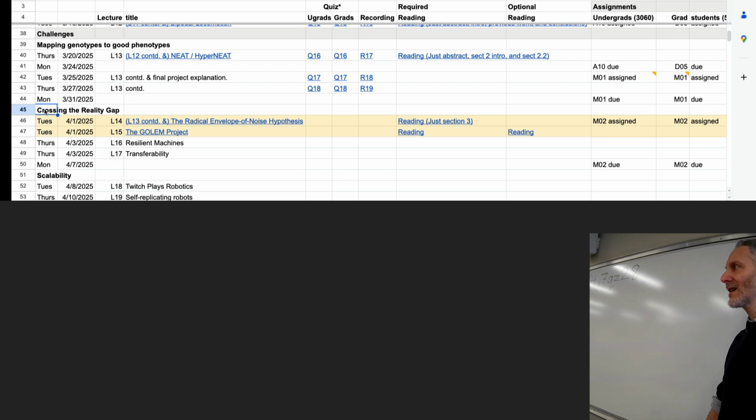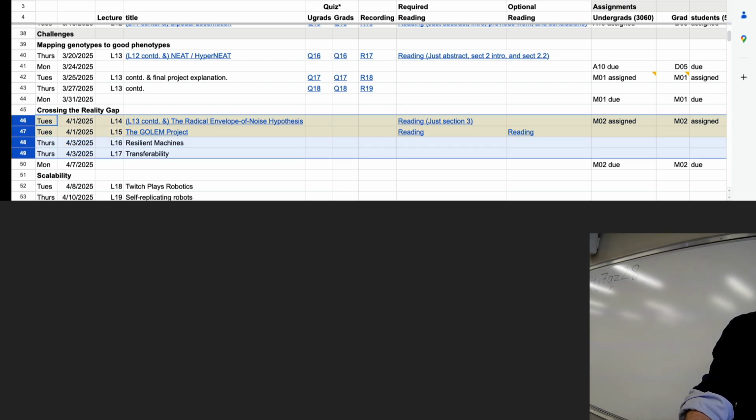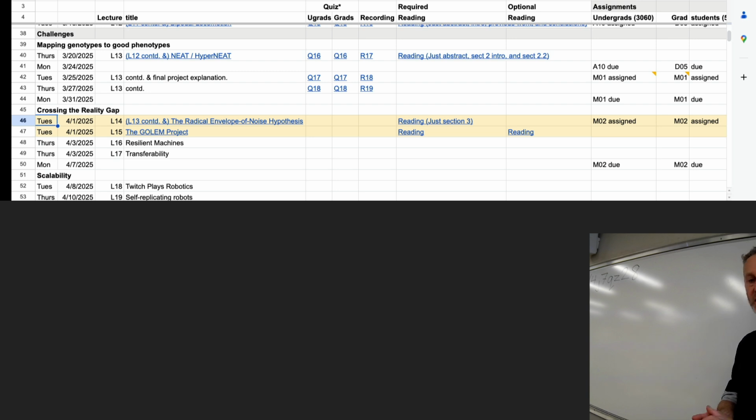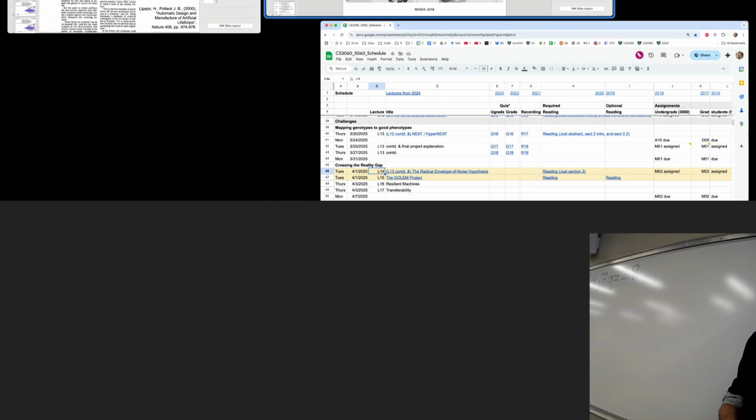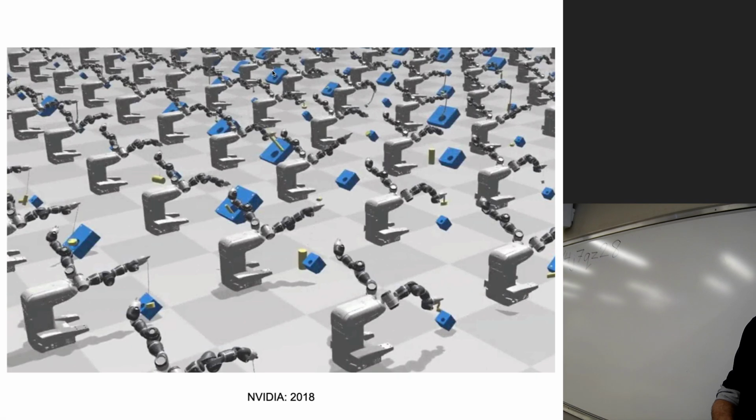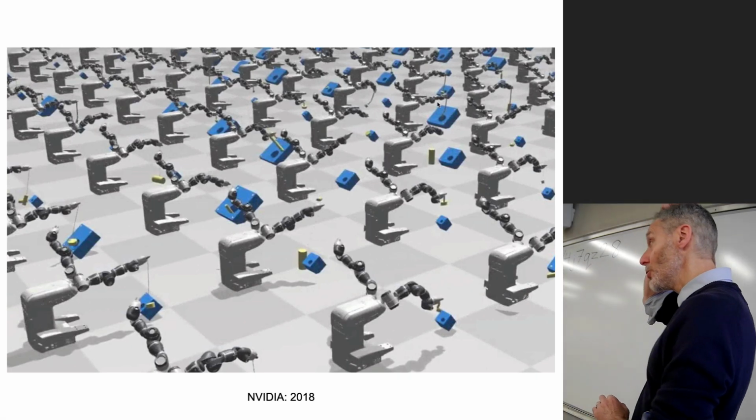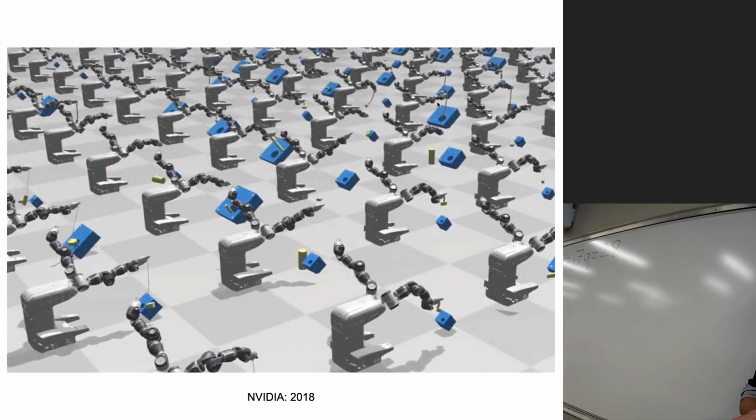So what else can we do? Roboticists have been thinking about that and proposing ideas for a very long time now, and we're only going to have time to look at 1, 2, 3, 4 of those approaches. And we're going to start today in lecture 14 with the oldest and the original approach to solving this problem, which has a very long name, the radical envelope of noise hypothesis. Okay, this idea, this original solution was proposed a long time ago, and like a lot of things in machine learning, the machine learning community rediscovered this solution.